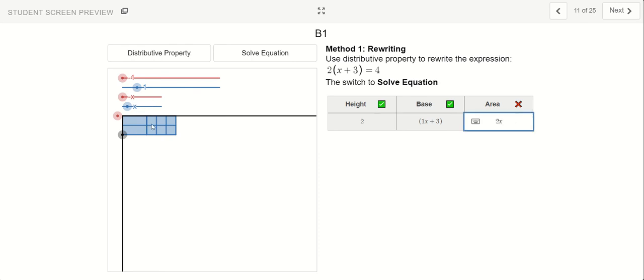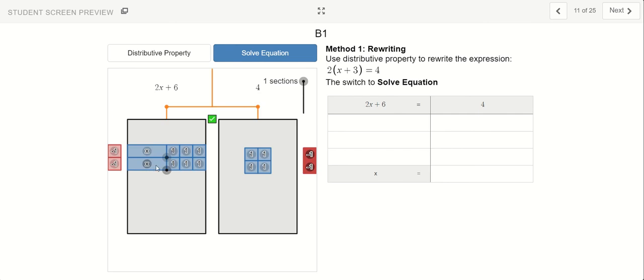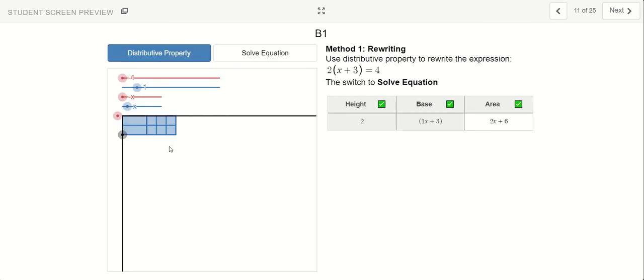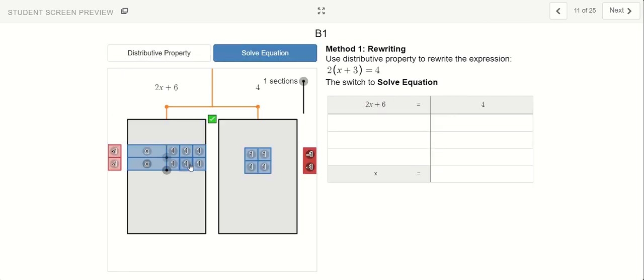2 rows of 6, 2 times 6, I have, 2 rows of 3, 2 times 3 is 6. Okay. So now when I switch over to solve equation, notice that I have 2x plus 6 right here. Right? That's what I distributed it to. So I have those tiles.